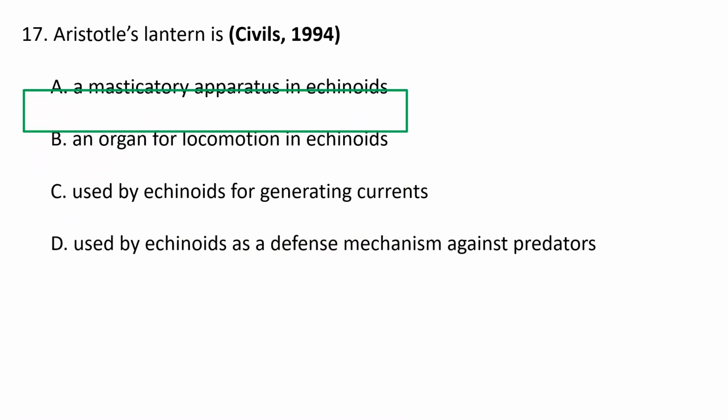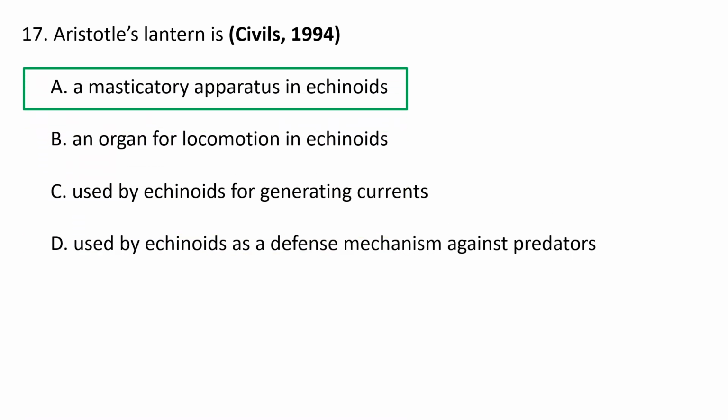So Aristotle's lantern is a masticatory apparatus in echinoids. It is the mouth of most sea urchins, which belong to the class Echinoidea. It is made up of five calcium carbonate teeth or jaws with a fleshy tongue-like structure present within, forming the entire chewing organ. So this is also known as a masticatory apparatus, and it helps in chewing. A is the correct answer.